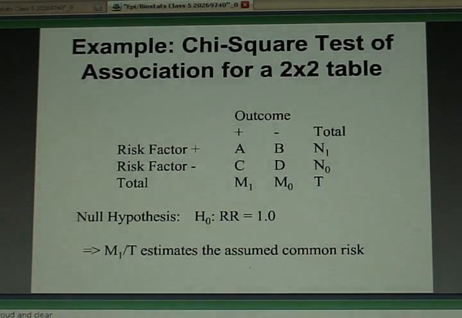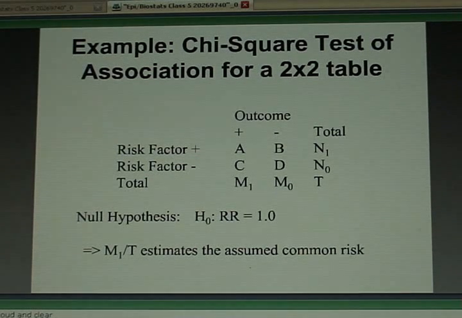We have N1 people who were given the lifestyle intervention. A of them developed diabetes and B of them didn't. So A over N1 is the proportion or the risk of developing diabetes among those people. You have another group of people, N0, who were given a placebo pill. And C of them developed diabetes and D of them did not. So C divided by N0 is the estimated risk of developing diabetes among people given placebo.